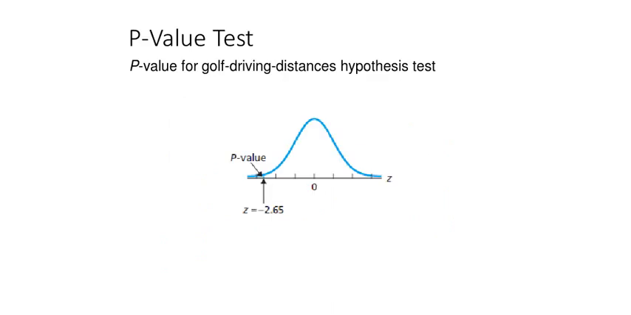Now, the other approach is called the p-value approach, and the p-value approach here is based on the probability value. That is the probability that we're going to be less than some number. So in this case, we're not dependent so much on the z-value. We want to find out, well, what is the probability associated with this z-value?